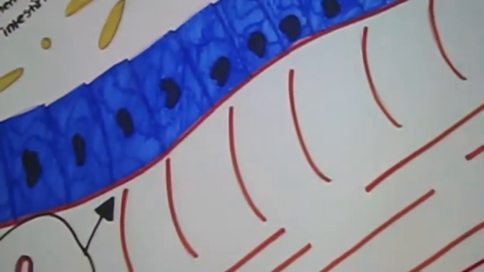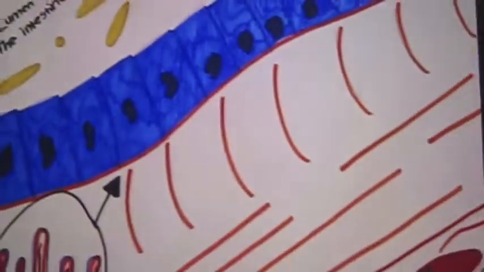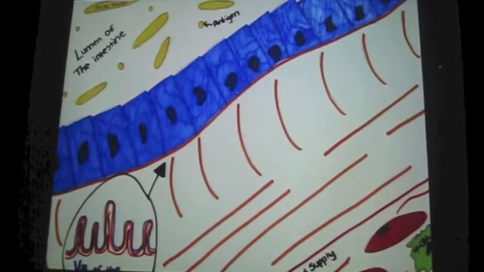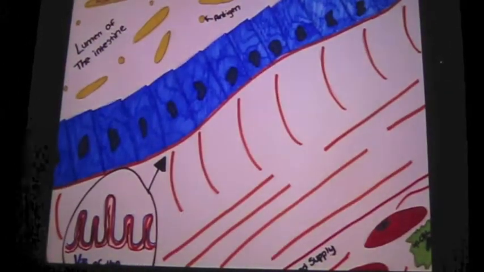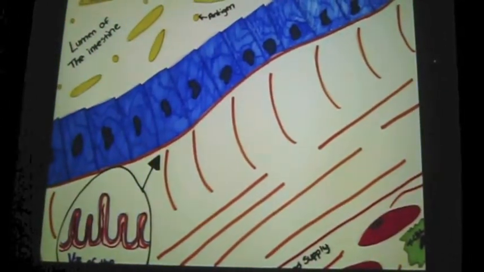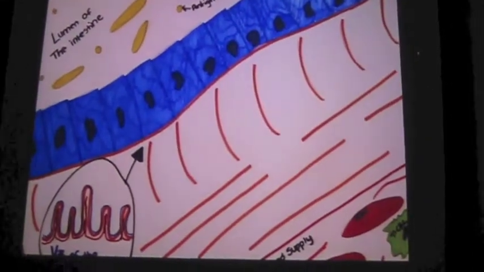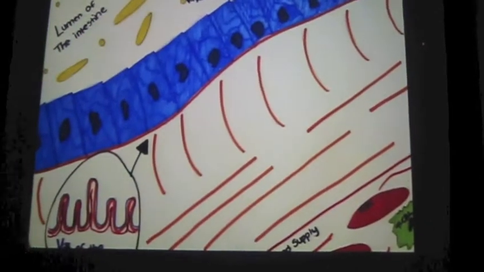Next is the columnar epithelial layer, which is where everything becomes absorbed through. And this structure is very good inside the small intestines because it's able to regenerate a lot faster. And next we have the muscle layer, and finally in the bottom right-hand corner is our blood supply, which is in the villi, which have red blood cells and white cells.